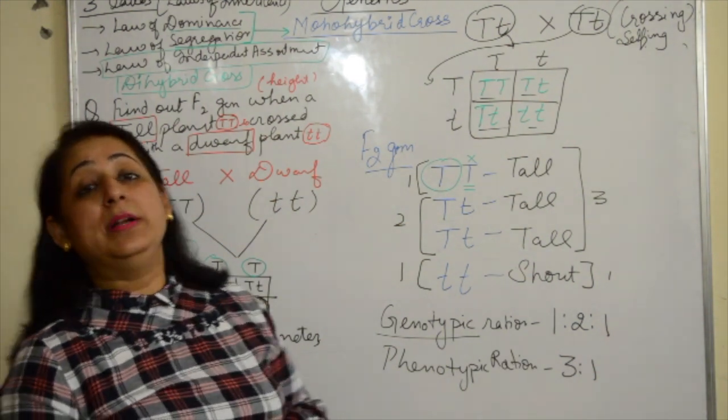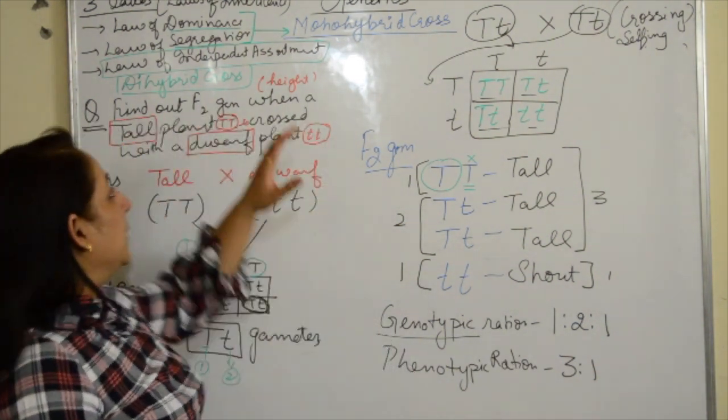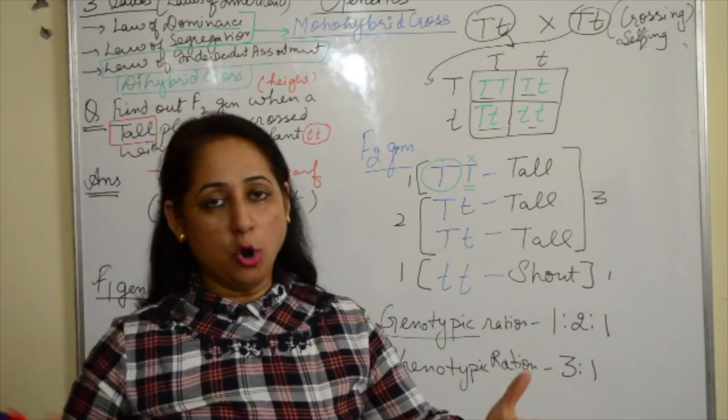In our next video, we'll take up dihybrid cross. Fine. So dihybrid cross explains law of independent assortment. So we'll be taking dihybrid cross. थोड़ा सा long cross है.